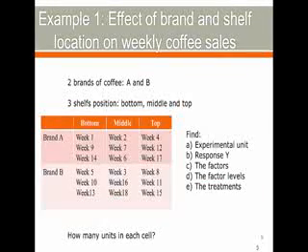Let us take a first example, the effect of brand and the shelf location on weekly coffee sales. In this example, we have two brands of coffee, brand A and brand B. We also have 3 shelf positions that we will consider here: at the bottom, at the middle, or at the top. There are a few questions that we'd like to ask ourselves. What are the answers to these questions?